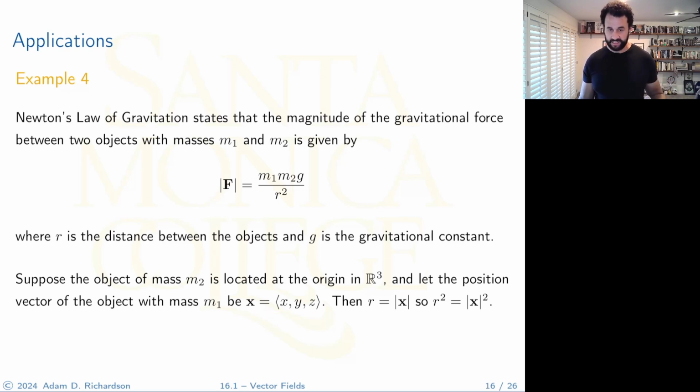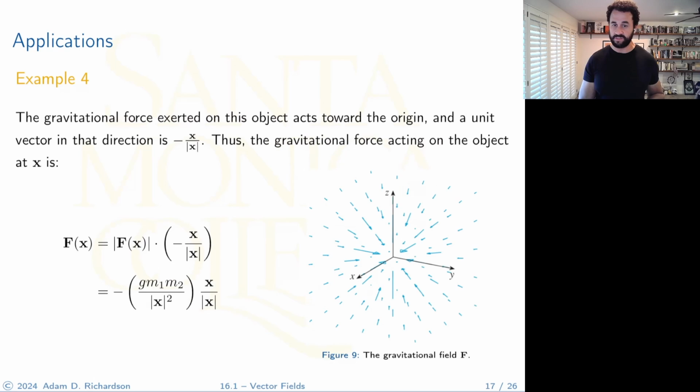Now, because r is the distance between the two objects, this makes things easy because r is just going to be the length of that vector x. And so r squared is equal to the length of x squared. There you go. Now we're going to convert this formula. So the gravitational force that's exerted is going to be acting toward the origin because this thing at the origin is pulling stuff into it. And we want to know how much force is exerted on that other mass, right?